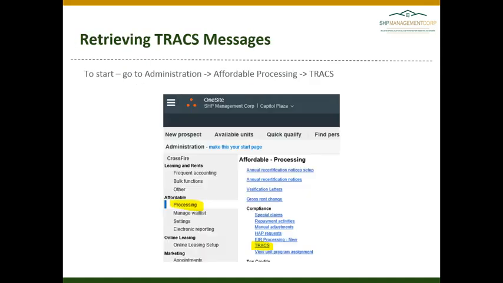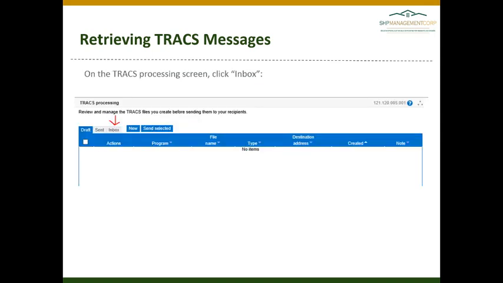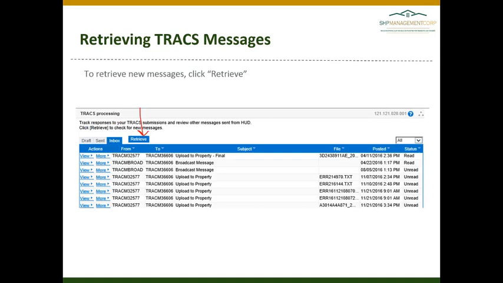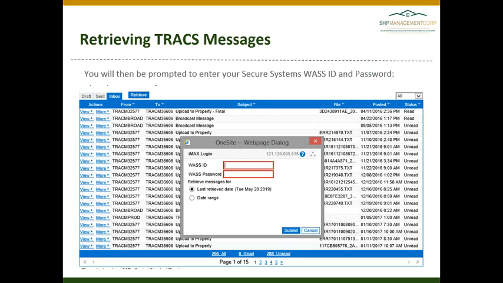So to start, go to Administration, Affordable Processing, TRACS, and on the TRACS processing screen, click Inbox. This is going to be just like your email inbox, however, it does not automatically retrieve new messages for you. So to retrieve new messages, you'll click that Retrieve button, and it will ask you for your Secure Systems WASS ID and password, which is what you use to log on to Secure Systems to access EIV and TRACS. So enter that information and click Submit.